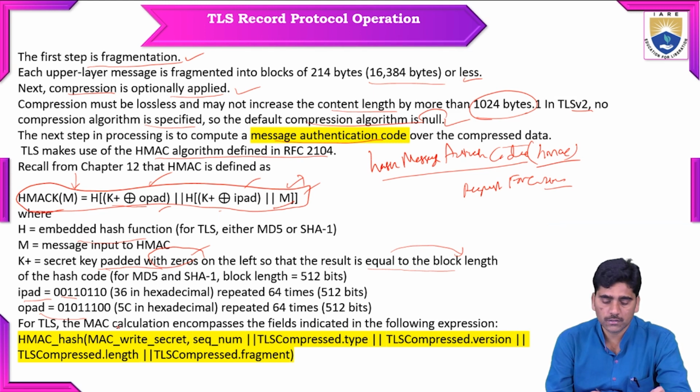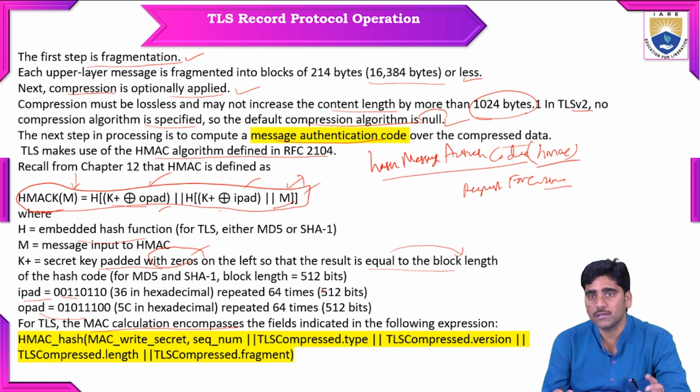So for TLS, the MAC calculation encompasses the fields indicated in the following expression. The expression you can write as HMAC_hash of MAC_write_secret, the sequence number, TLSCompressed.type, then TLSCompressed.version, TLSCompressed.length, and TLSCompressed.fragment. So the HMAC algorithm is applied to all of these.